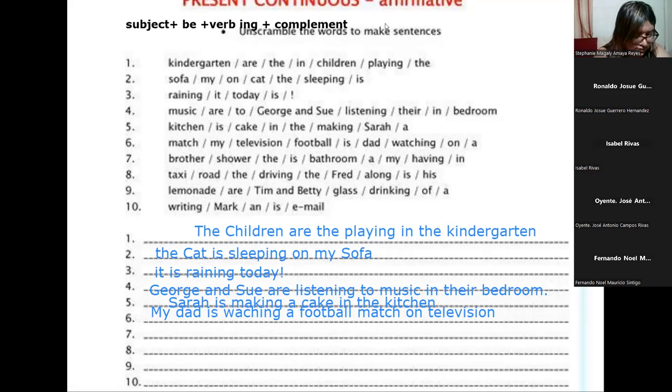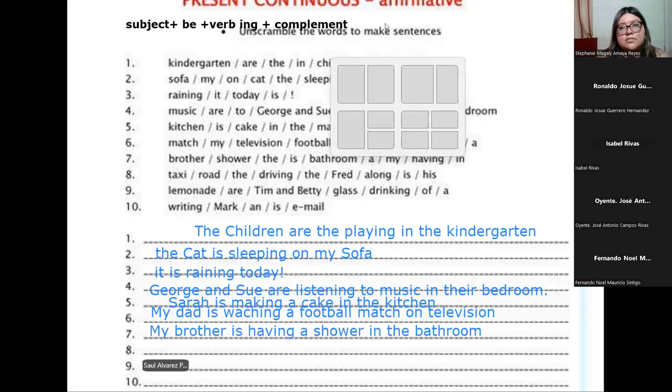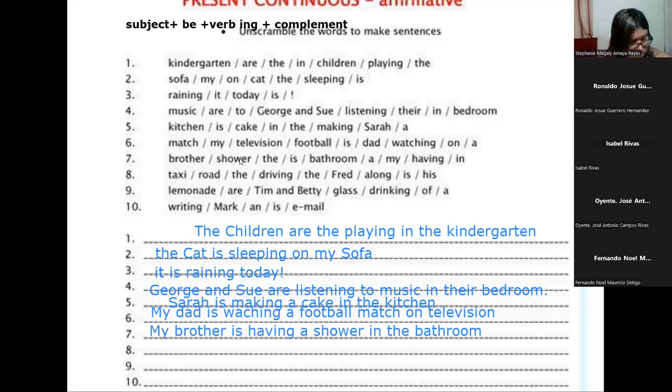How does Stephanie say the one Carlos Edgardo sent? My brother. Alma also sent it. Having a shower in the bathroom. All right. Okay, number eight. Red. Subject. Red is driving a taxi. Taxi is driving.